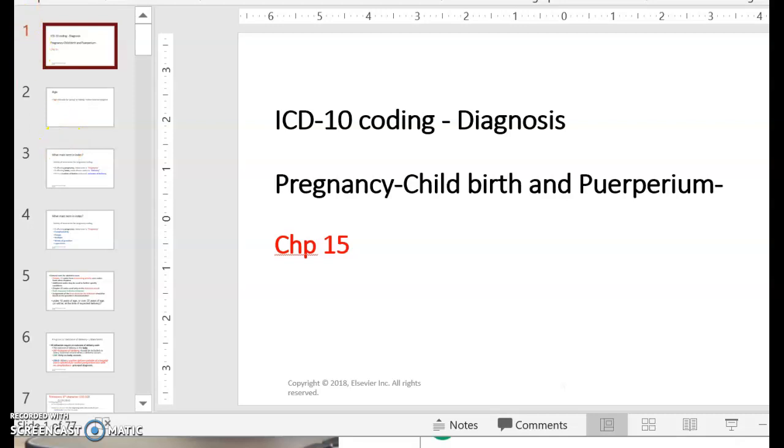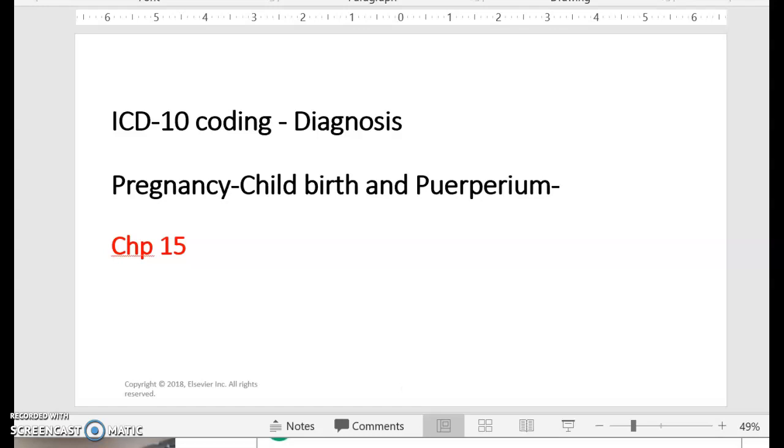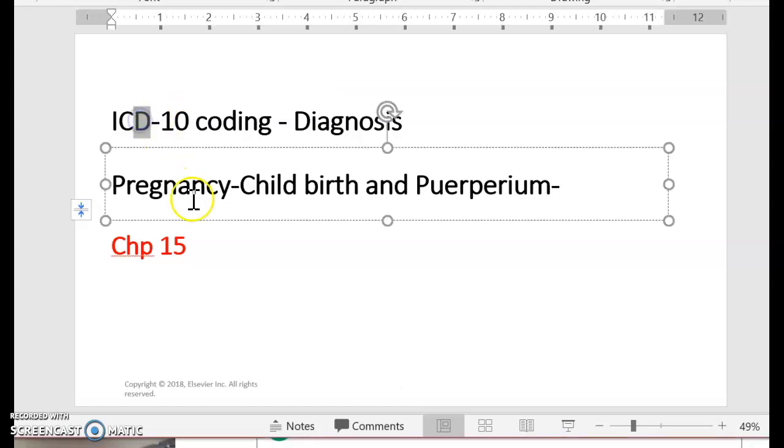Hello coders, this is a quick review of coding for pregnancy, childbirth, and puerperium from your chapter 15 in ICD-10 coding. Remember, ICD coding is only for diagnosis. I always want you to remember the D is always used for diagnosis.